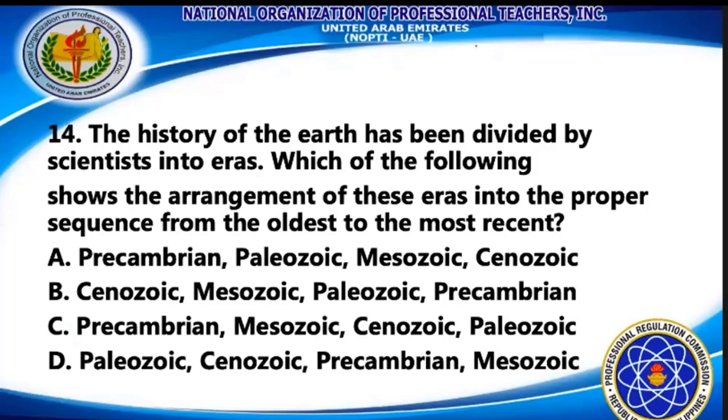14. The history of the Earth has been divided by scientists into eras. Which of the following shows the arrangement of these eras into the proper sequence from oldest to the most recent? So, pag ganitong choices, makikita mo na kaagad yung dalawang pagpipilian. From the word Precambrian, ibig sabihin pre, before. So, either A or C ang pagpipilian nyo dyan. Okay. Let's check. Check your paper. Correct answer is letter A.